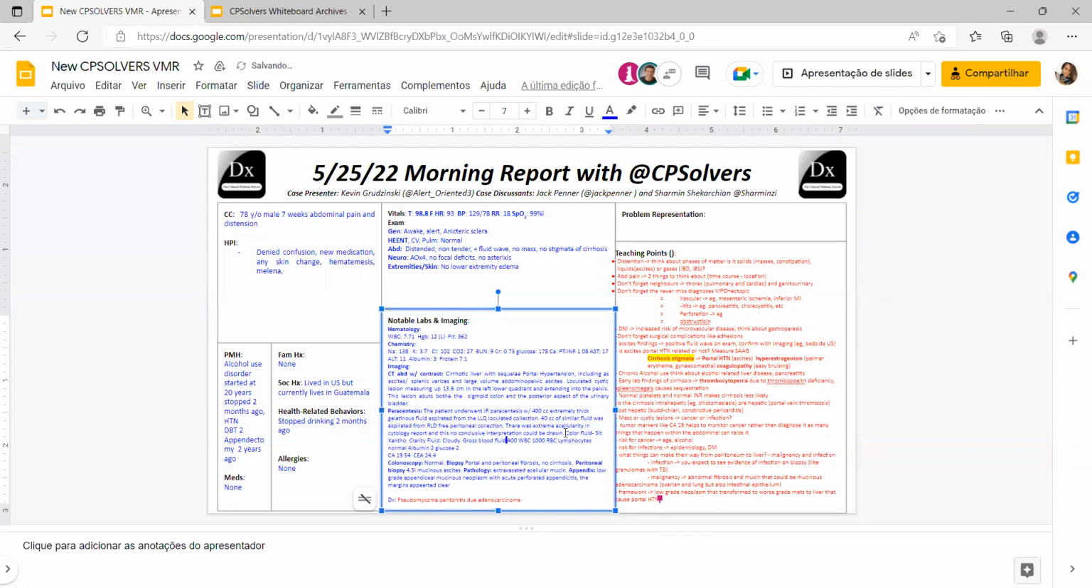When we find a mass or a cystic lesion on imaging, we may think, is it cancer or infection? The risk of cancer in this patient is age and alcohol. And infection, we may think about according to the epidemiology and the increased risk with diabetes. What things make their way from the peritoneum to the liver? Malignancy and infection are the same.